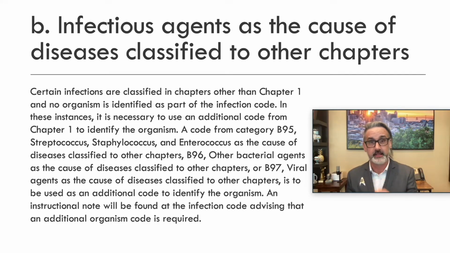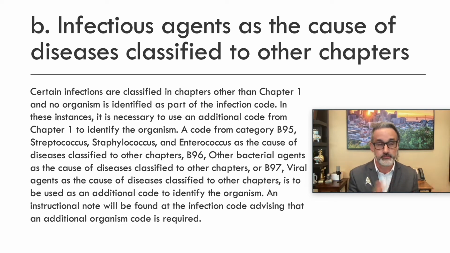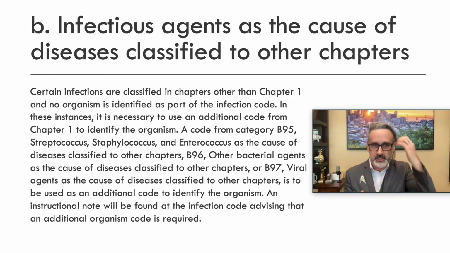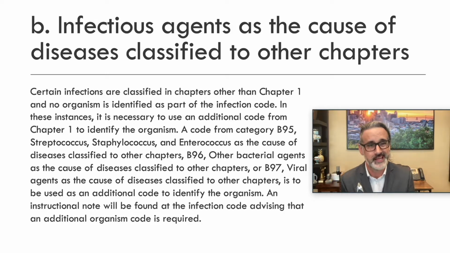So translating this part of the guidelines, there are other infection codes outside of this chapter 1 covering infections, and when that happens, we'll still need an additional code from B95, B96, or B97 to identify the organism itself. And whatever code we're looking at in a different chapter that covers the infection, there will be a note stating use additional code to identify organism. And then it'll tell you to see B95, B96, or B97. That way we can link whatever infection is in the other chapter with the organism itself here in chapter 1.